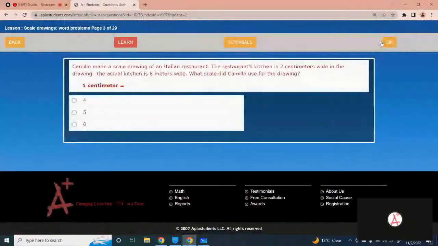Okay, Camille made a scale drawing of an Italian restaurant. The restaurant's kitchen is 2 centimeters wide in the drawing. The actual kitchen is 8 meters wide. What scale did Camille use for the drawing?